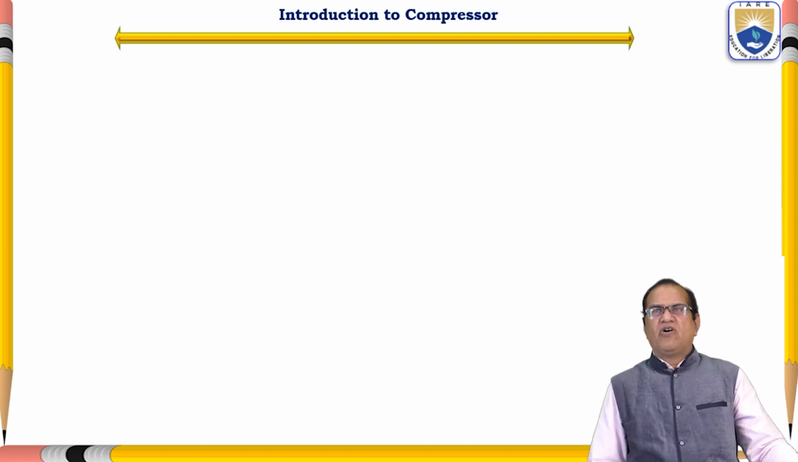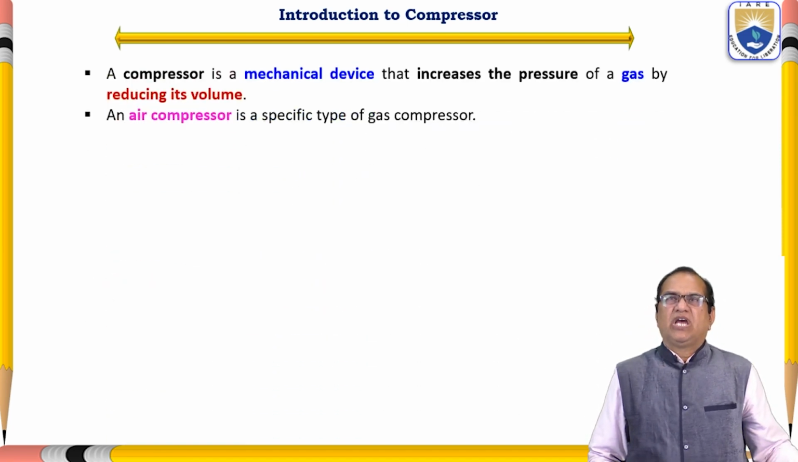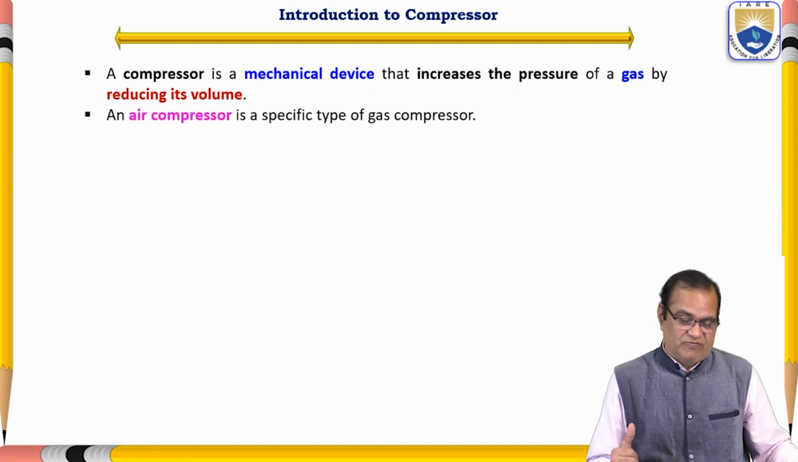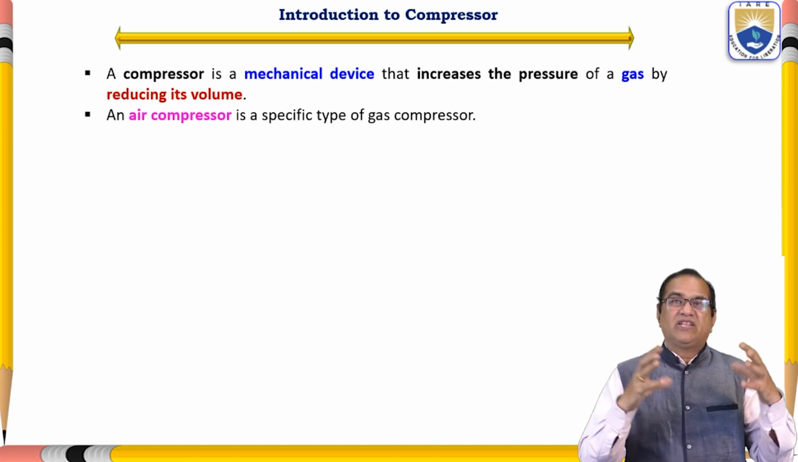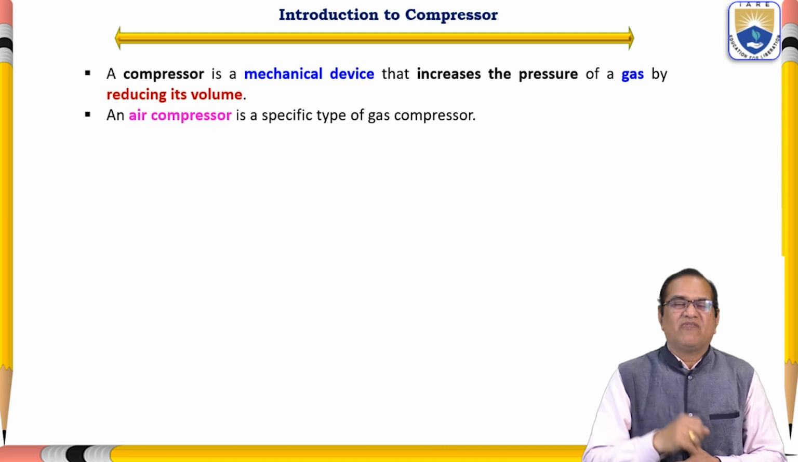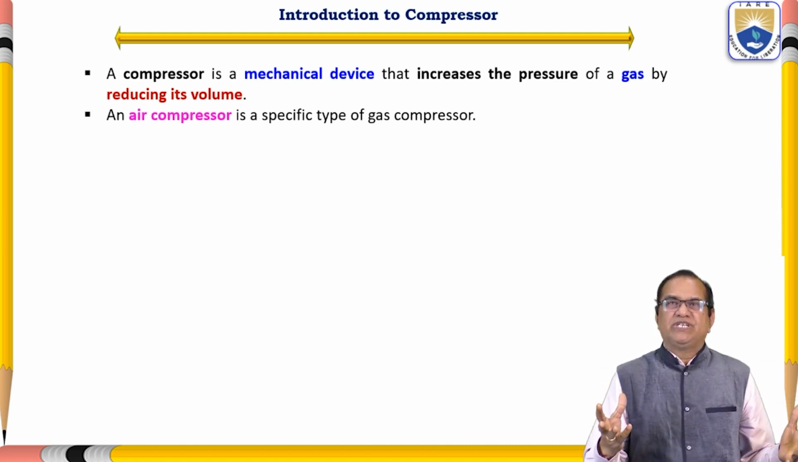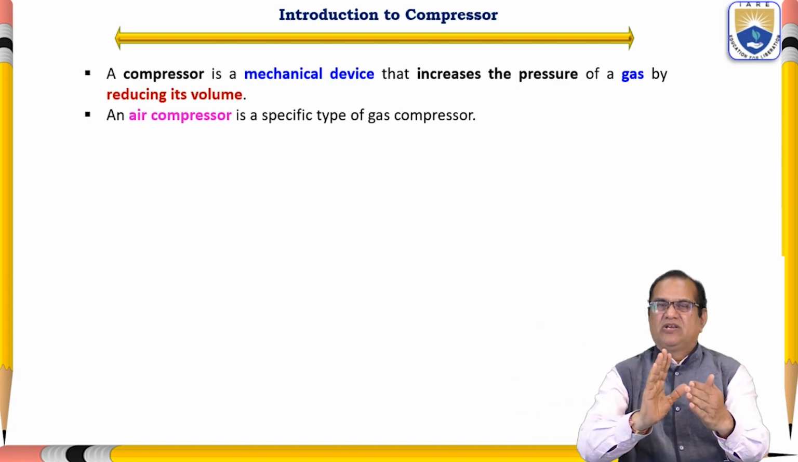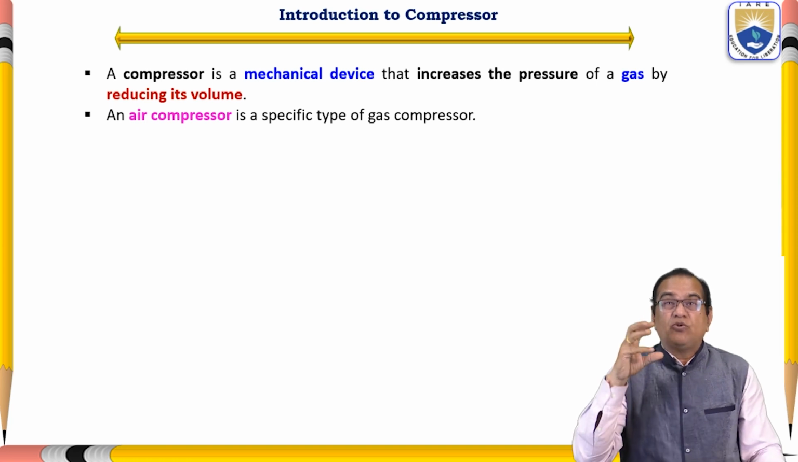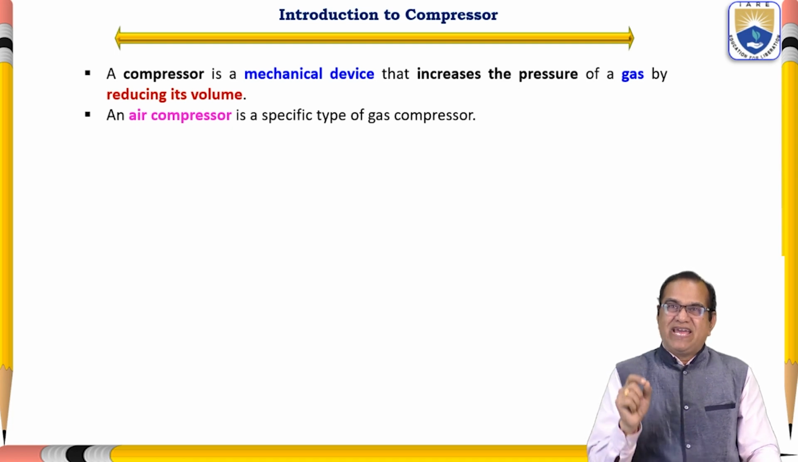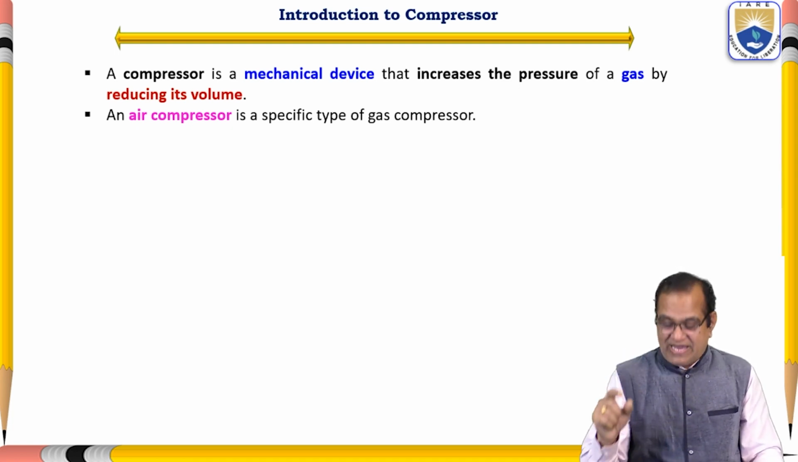So I will go for the introduction to the compressor. A compressor is a mechanical device that increases the pressure of a gas by reducing its volume. We know that pressure and volume are inversely proportional. If you want to increase the pressure, we have to decrease the volume. So we suck some amount of gas and then compress it. During the compression process, pressure and temperature both increase. An air compressor is a specific type of gas compressor.